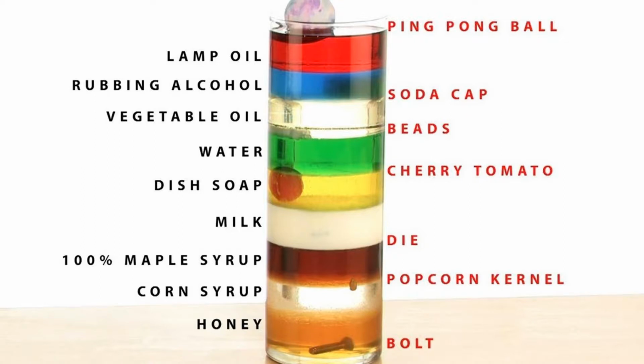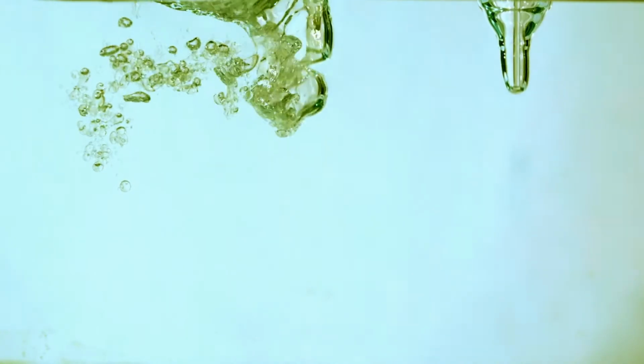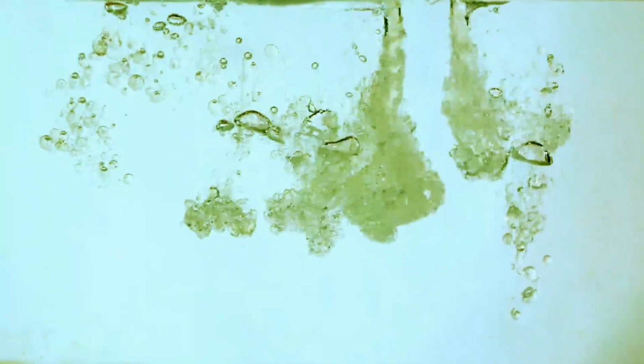Are they going to just mix? Sometimes things do mix. But if they have different densities, what's going to happen is they're all going to sort themselves naturally by their density, with the most dense substance sinking to the bottom and the least dense substance floating or rising to the top.